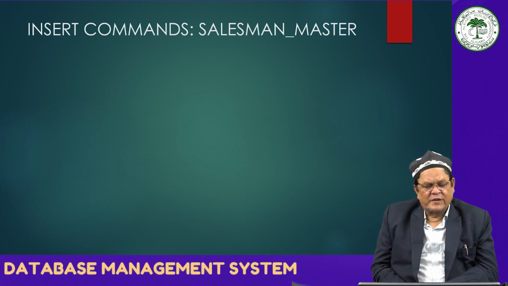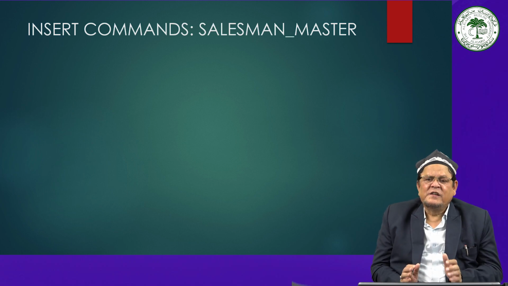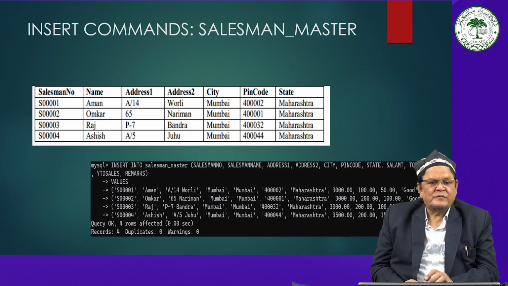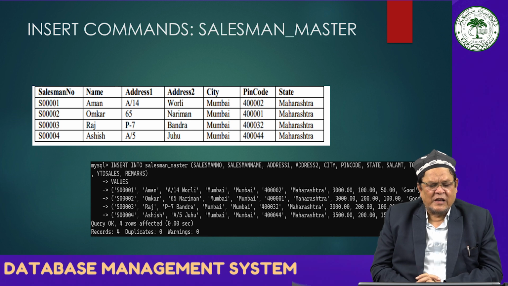So the next step is to insert values into all the 3 tables which we have created. Start from the first, salesman master. What is the command? The insert command. I have given some examples: salesman number, name, address 1, address 2, city, pin code, state.